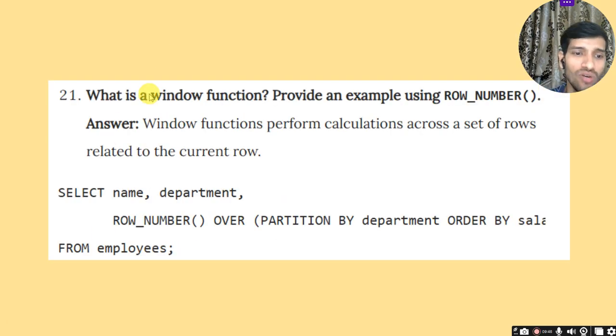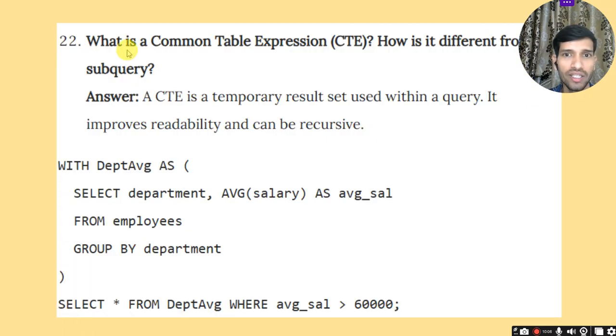Then they will ask you about the ROW_NUMBER function. They can ask what a window function is and to provide an example using ROW_NUMBER. Window functions perform calculations across a set of rows related to the current row. In ROW_NUMBER we are given a particular row, and depending upon that we will fetch the result. Then they can ask what a common table expression is and how it differs from a subquery.